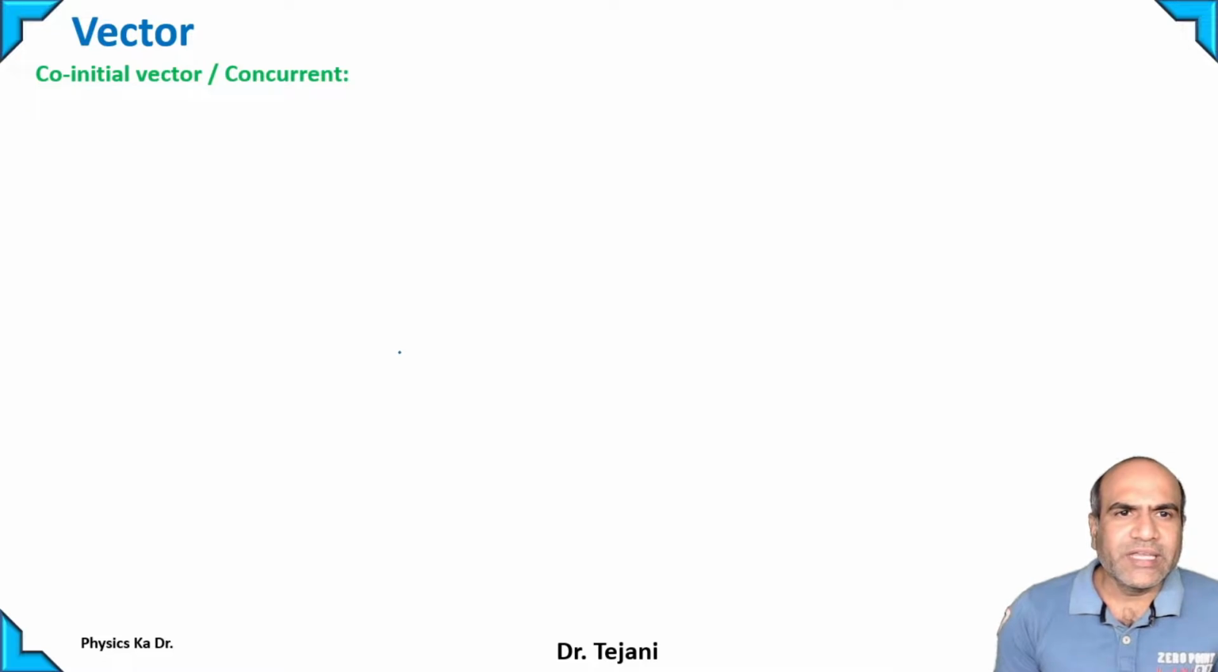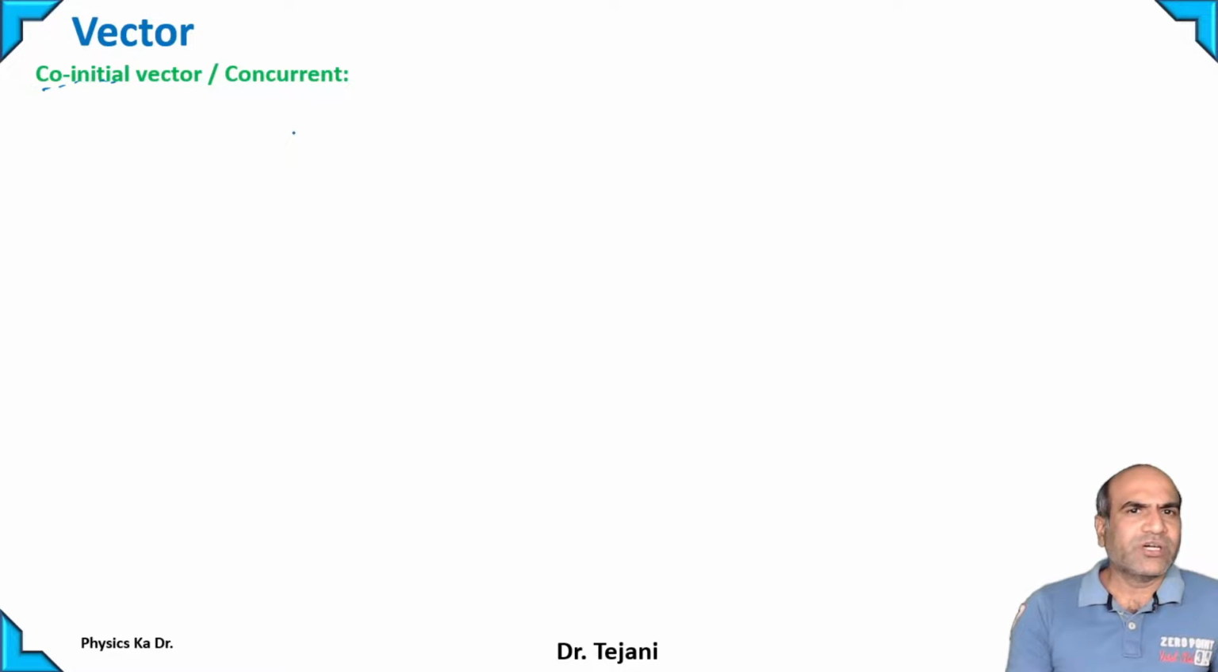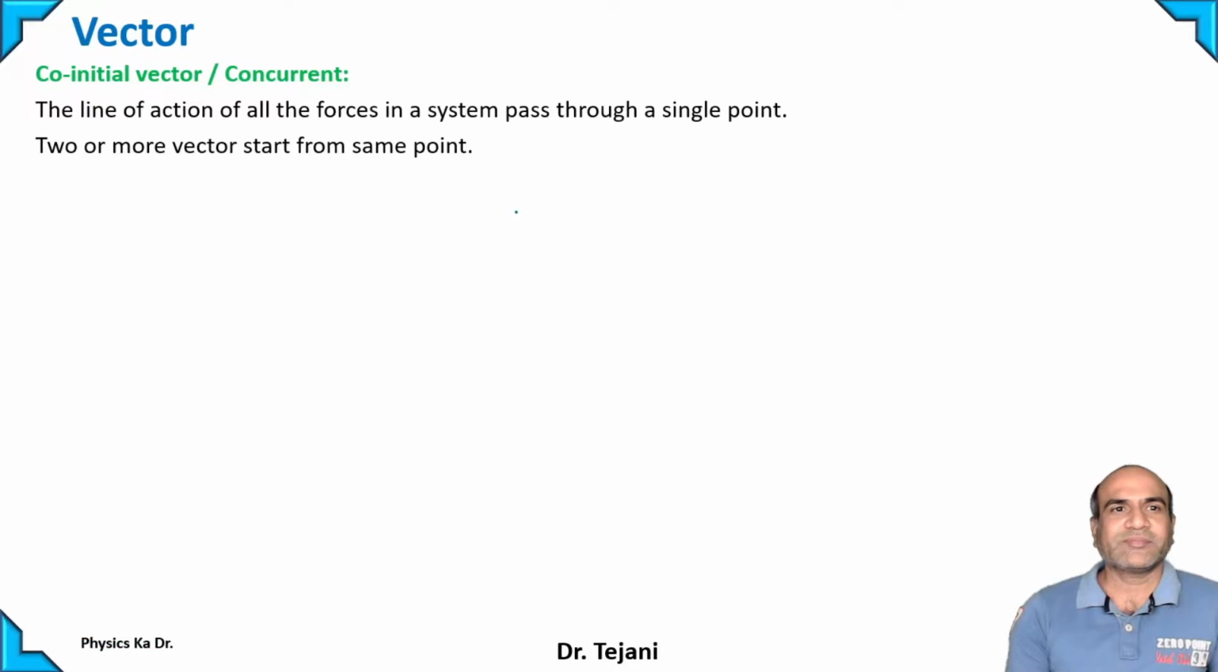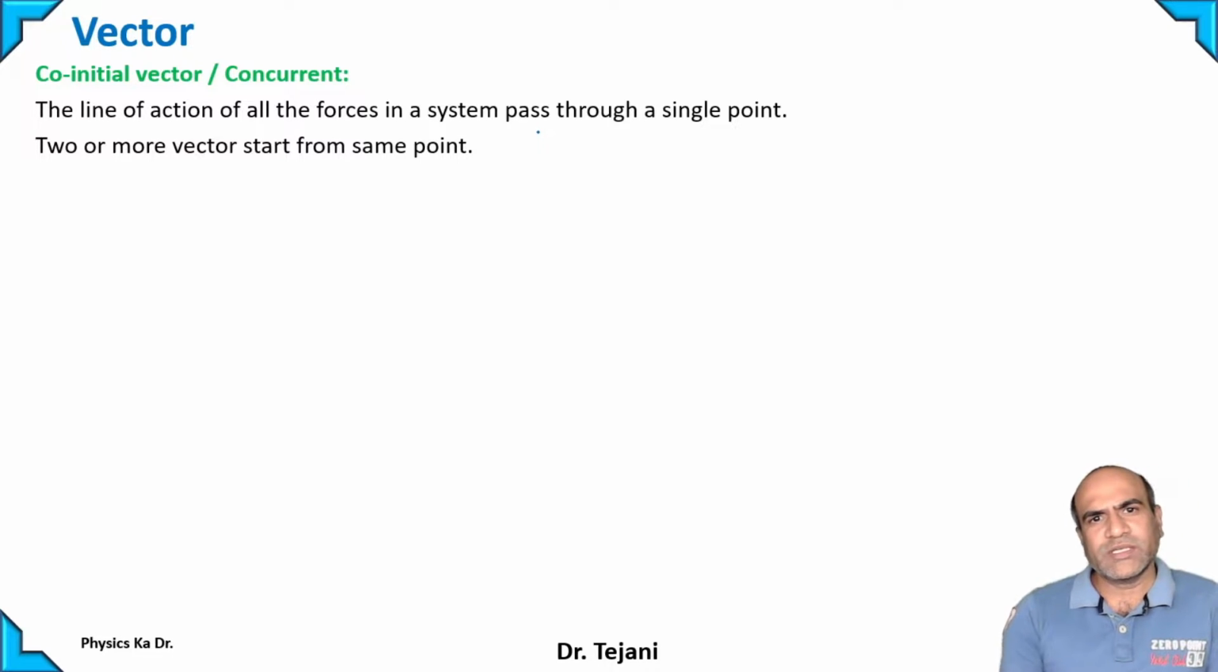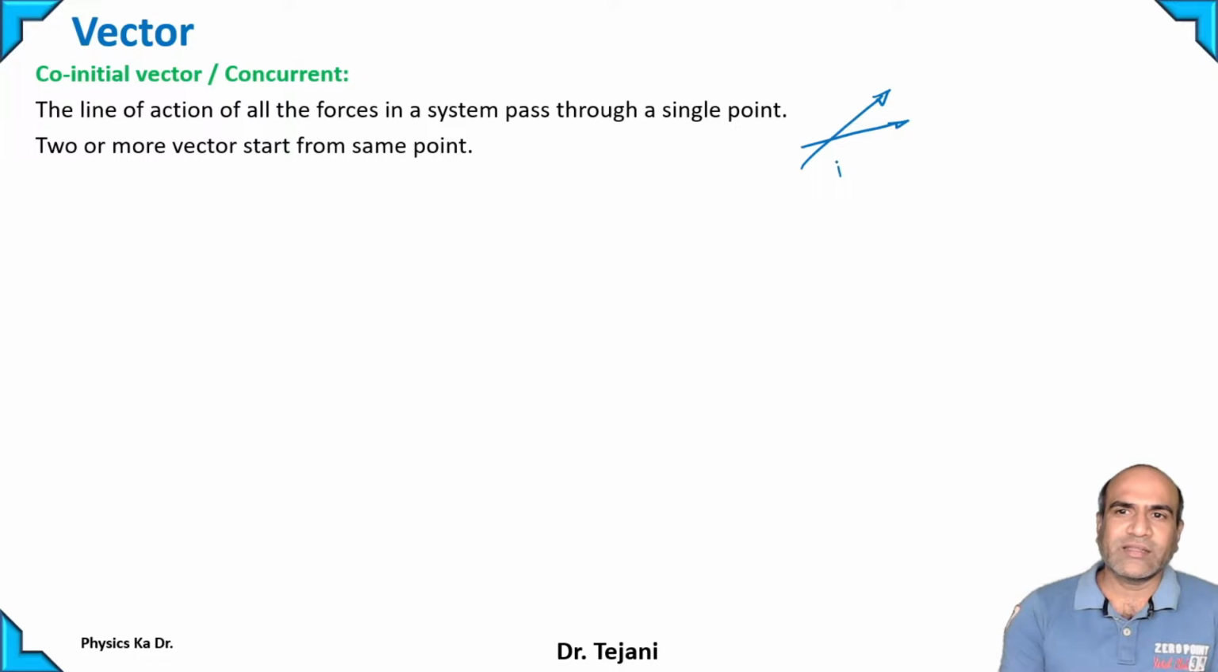Next is co-initial or concurrent. By co-initial, from the name itself, you can judge, but concurrent is also a word that is used for the similar case. What it says is that the line of action of all the forces in a system passes through a single point. If one force is here, or you can say one vector is here, another vector is moving in this direction. In the forces, or you can say vectors, we can write here, right?